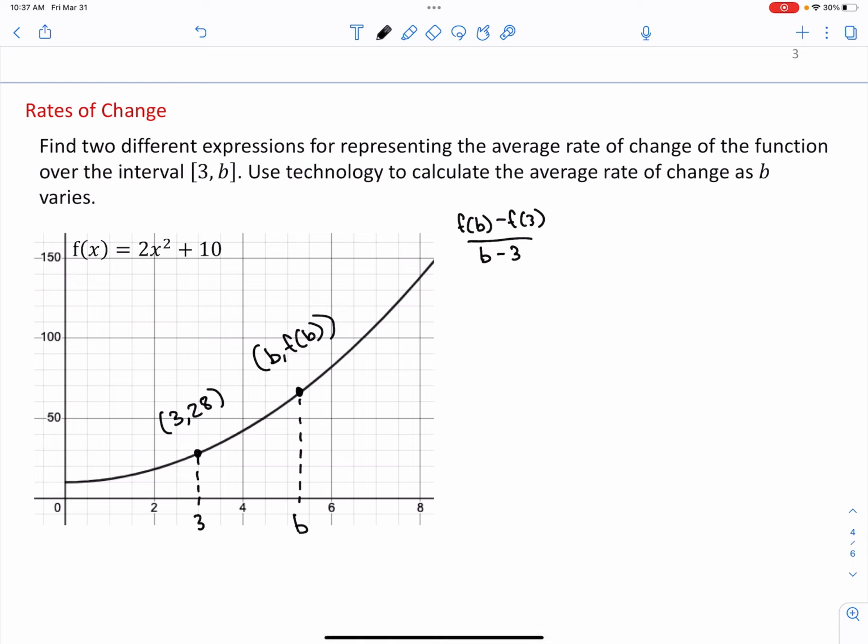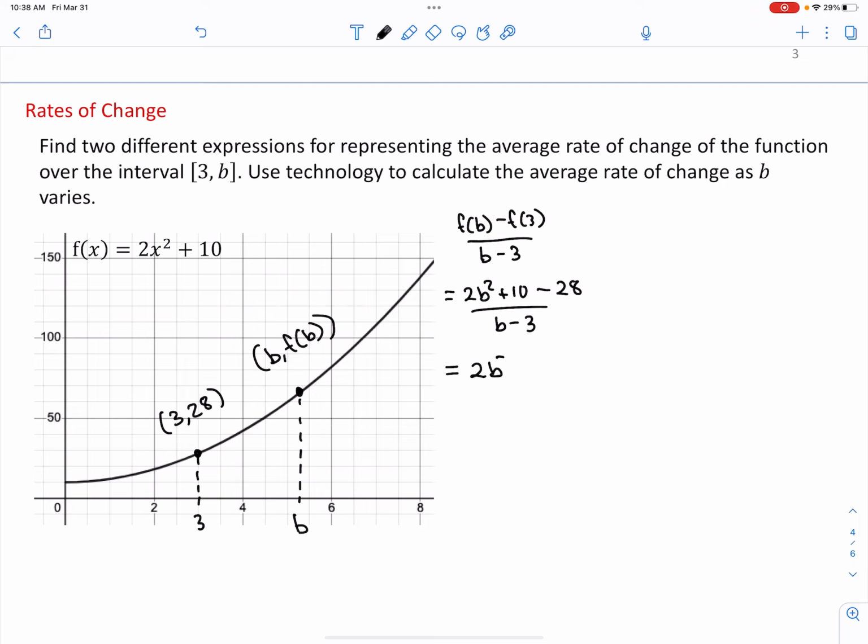Now in this context, we can actually simplify this algebraically because we happen to know the rule of the function f. So when I say what's f of b, you just take this rule right here and change the x that you see right there to b. So we'll get 2b squared plus 10. That's what f of b is. And then minus f of 3, which we calculated already to be 28, and then divided by b minus 3. Now we can continue to simplify this algebraically.